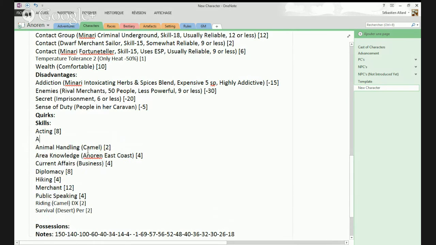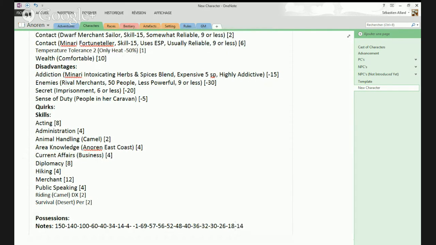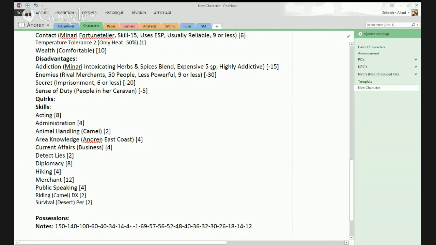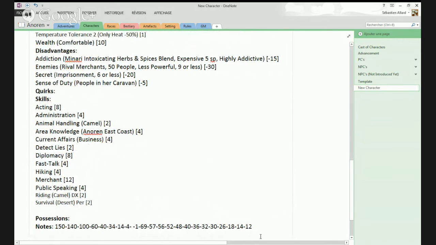Acting, administration. Probably I should give her administration skill over her organization or caravan. She must do logistics and count and give people orders. Detect lies. Yeah, detect lies is a good one too. Really good at detecting lies a little bit. Then fast talk. Oh yeah. 4 points.